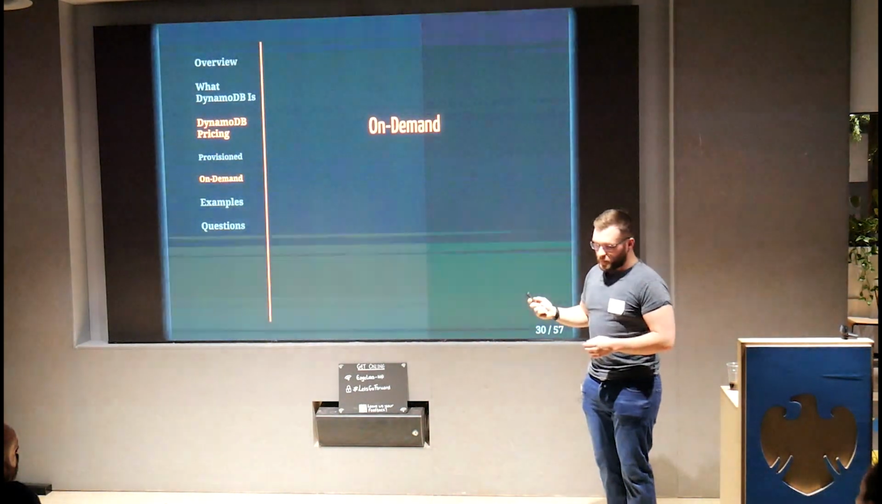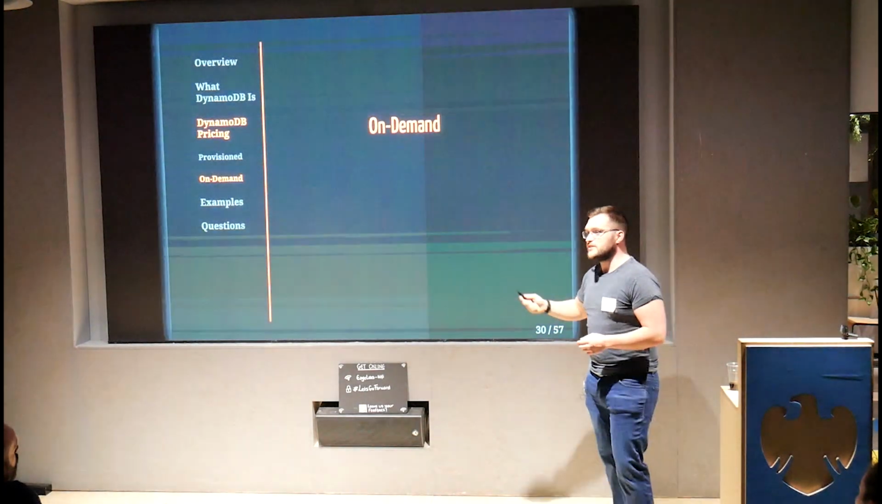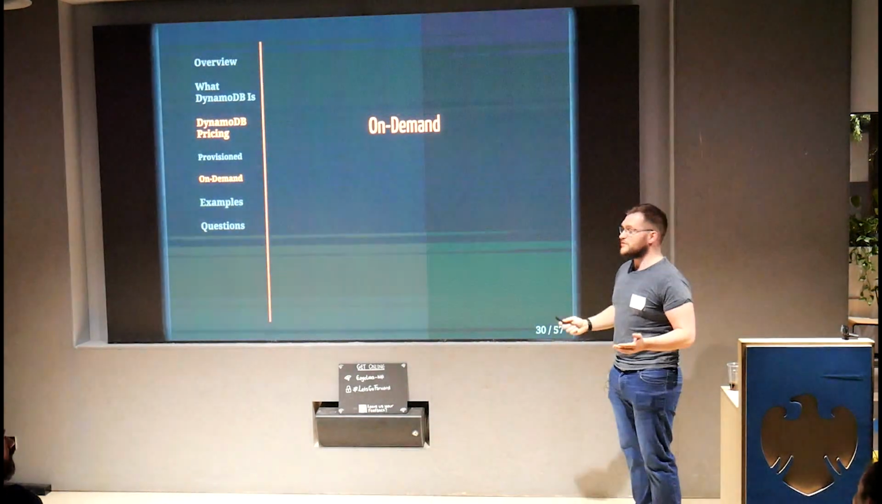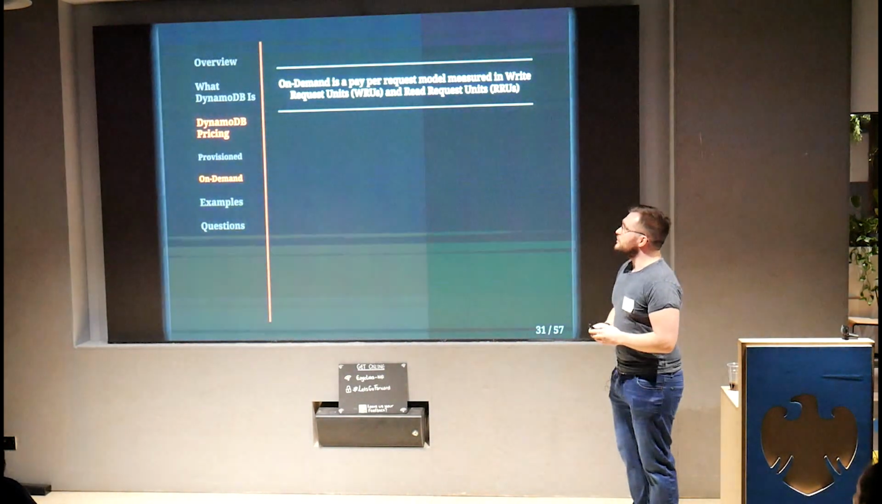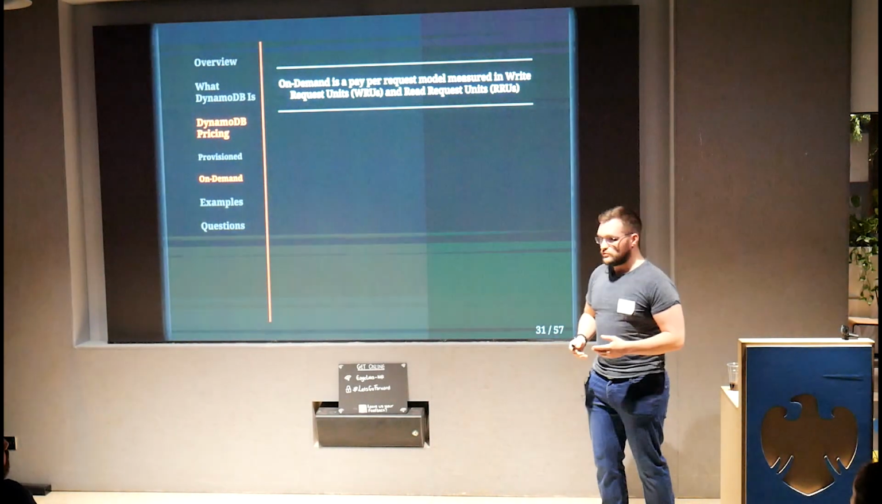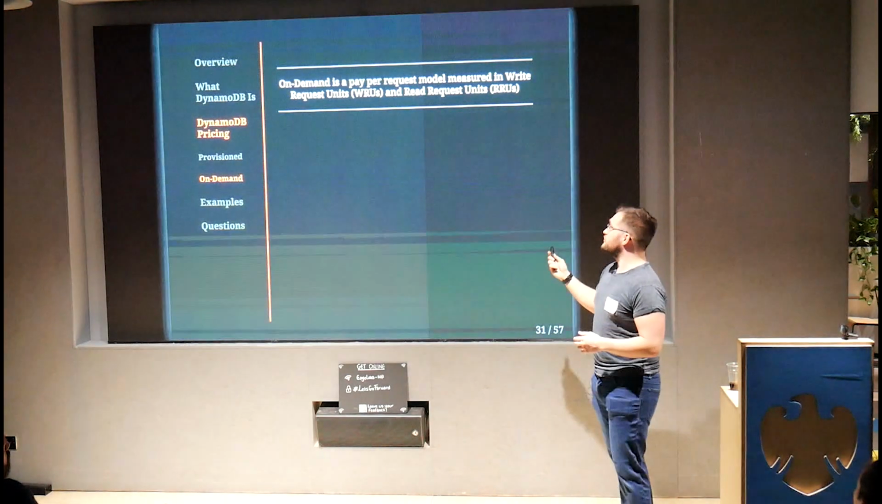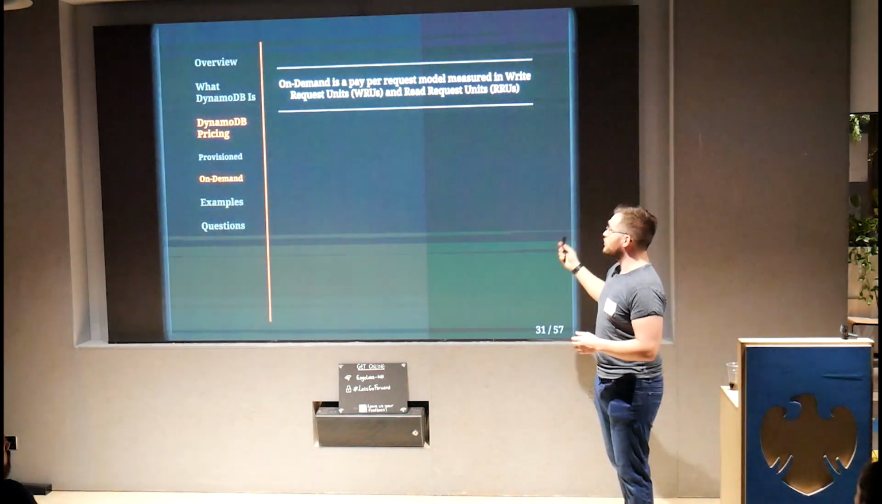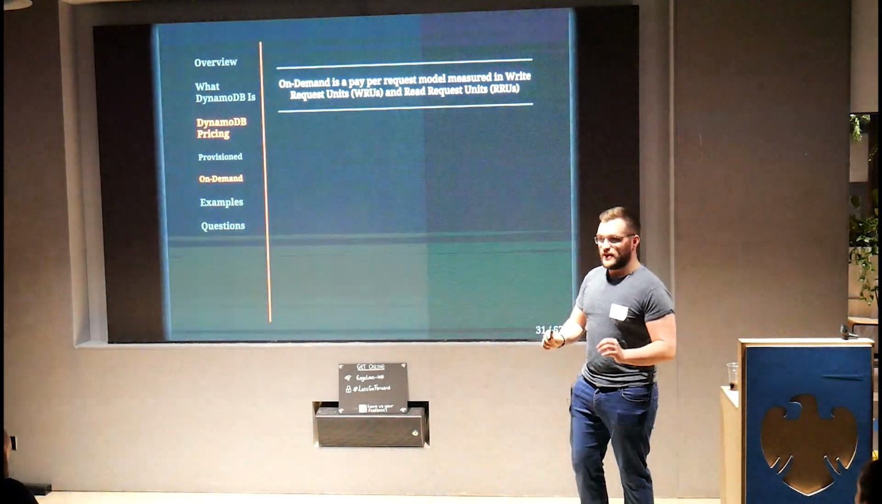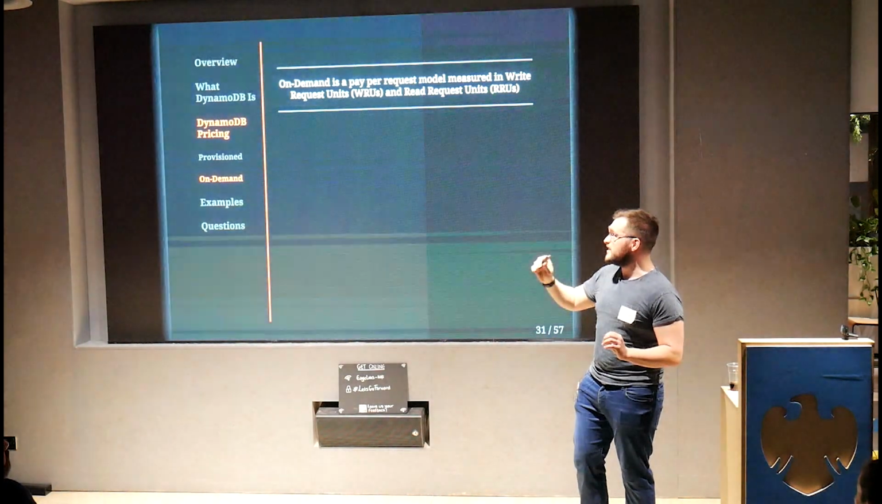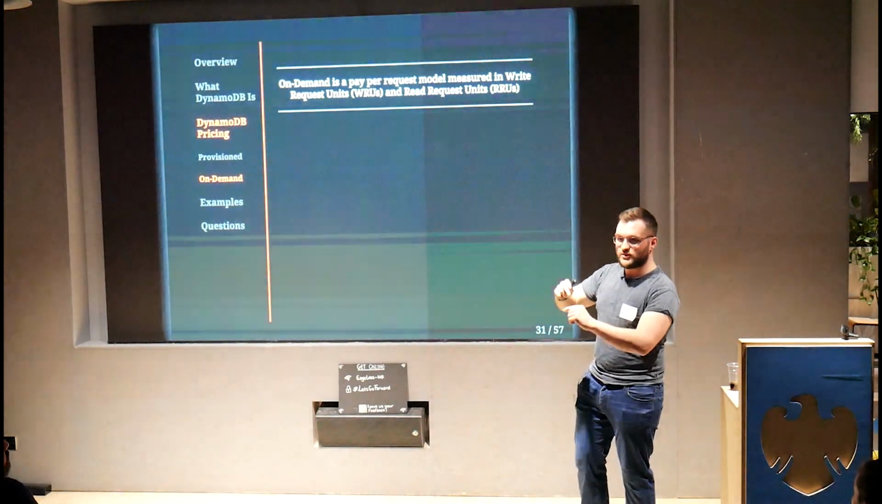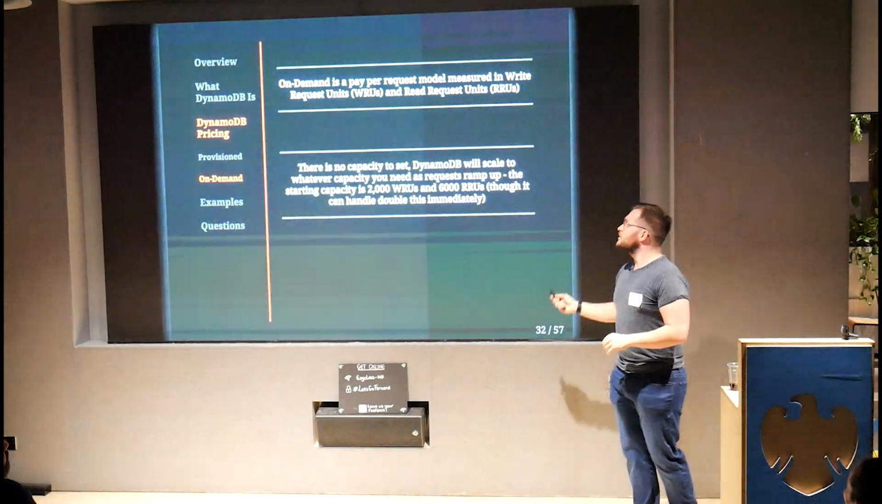On demand is, I was going to say completely different. It's not. It's almost exactly the same. You just kind of miss off the per second bit. So on demand is a pay per request model that's measured in very similar acronyms that are slightly different: write request units and read request units. And I did copy and paste a lot of this, and I'm really hoping that I didn't get the wrong acronym in the wrong place. But we'll see. It'll be fine, I'm sure.